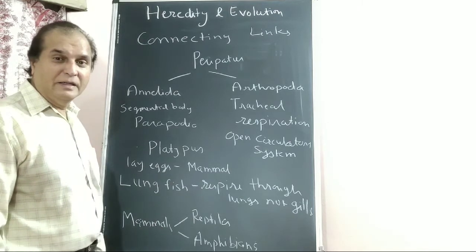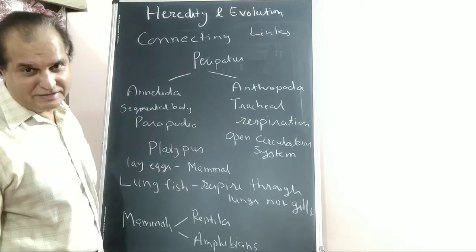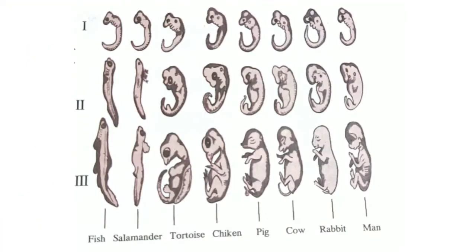Okay? Next is embryological evidence. Comparative study of embryonic developmental stages of various vertebrates. As shown, all embryos show extreme similarities during initial stages and the similarity decreases gradually. So similarities in initial stages indicate common ancestry of all animals.